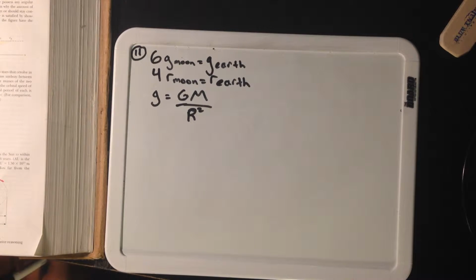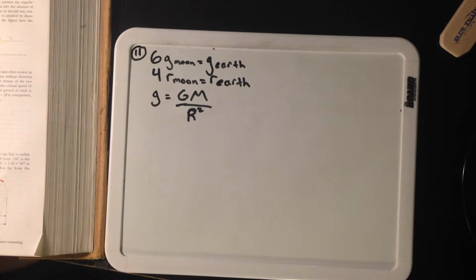So today we're going to do number 11 from chapter 13. The question reads, free fall acceleration on the surface of the moon is about 1/6 that on the surface of the Earth. The radius of the moon is about 1/4 of the radius of the Earth. Find the ratio of their average densities, which is rho moon over rho Earth, which is just density of moon over density of Earth.